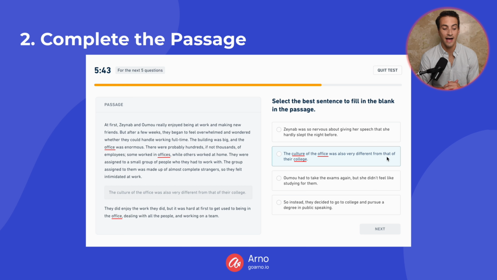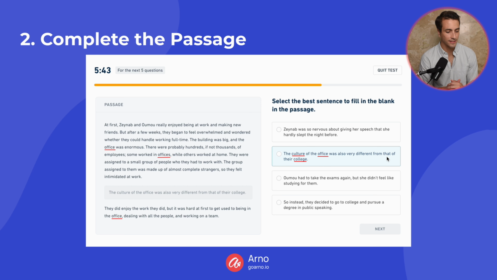And finally, we have college. This is tricky because college is not found in the passage directly, and college is not talked about directly. The passage only really talks about work. Okay, so that means we should be a little careful with this option. But let's see if it works in context.